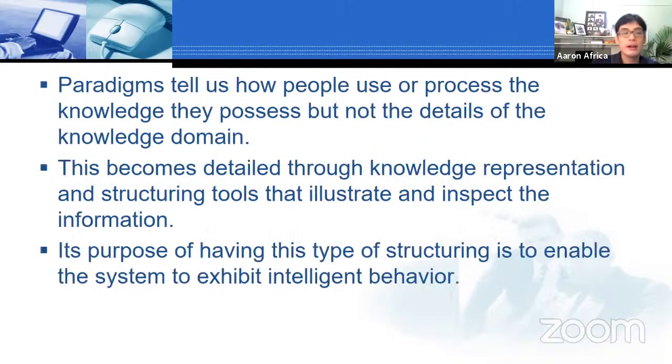Now, of course, there are paradigms. The paradigms tell us how people use or process the knowledge they possess, but of course, not the details of the knowledge domain. This one becomes detailed through knowledge representation when we already place it on the table. Now, its purpose of having this type of function is to enable the system to exhibit intelligent behavior, a certain kind of AI type of behavior.